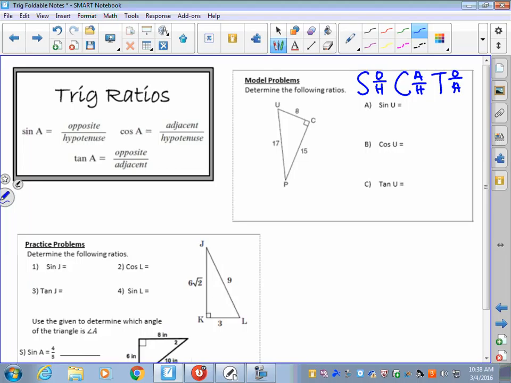Okay? So what we're going to do is write the ratio, and we're going to come up with the angle. On this first tab, A says sine of U. U is the angle that is our reference, so I'm going to circle the U. Then label everything in relationship to that angle. So the 17 is the hypotenuse. Hype it up. Then the 15, in relationship to the angle that we circled, is opposite. OPP.